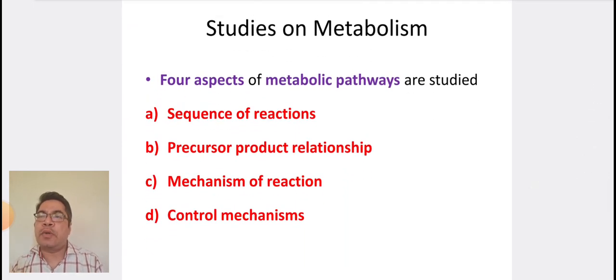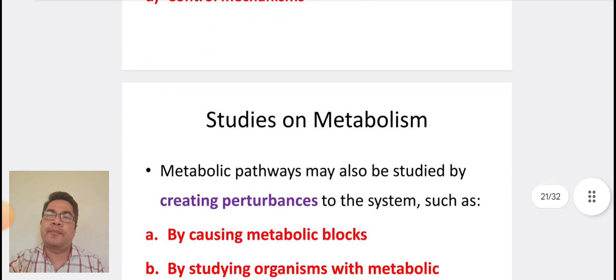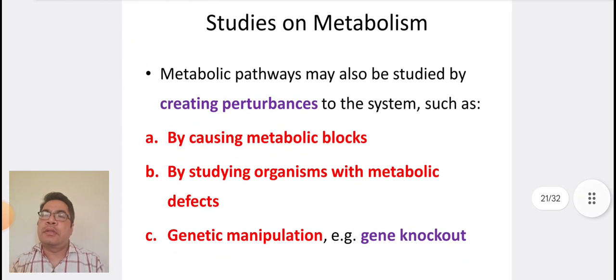Coming to studies on metabolism, four aspects of metabolic pathways are studied: sequence of reactions, precursor-product relationship, mechanism of reaction, and control mechanisms. Metabolic pathways may also be studied by creating disturbances to the system, such as by causing metabolic blocks, by studying organisms with metabolic defects, and by gene manipulation, for example, gene knockouts, etc.